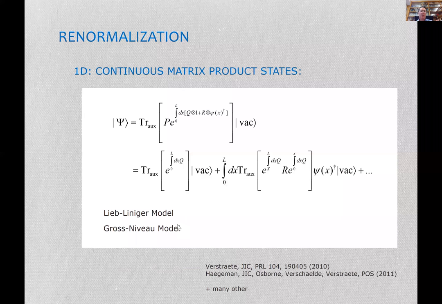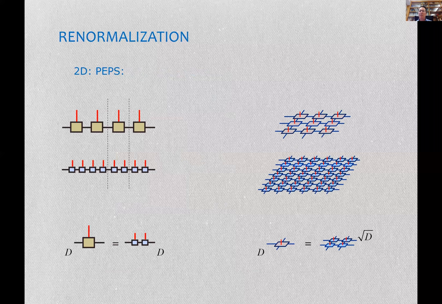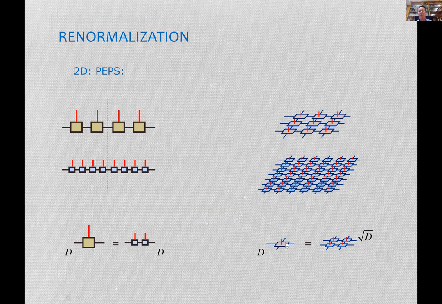And if you try to do the same thing in two dimensions, then it turns out that it's not possible, because this renormalization actually increases the bond dimension. So this means that every time, if you want to keep the bond dimension, then you have to go from a bond dimension D to the square root of D. But if D is 2, for example, then you cannot take square roots of integers and get something integer. So this means that this has to be infinite.